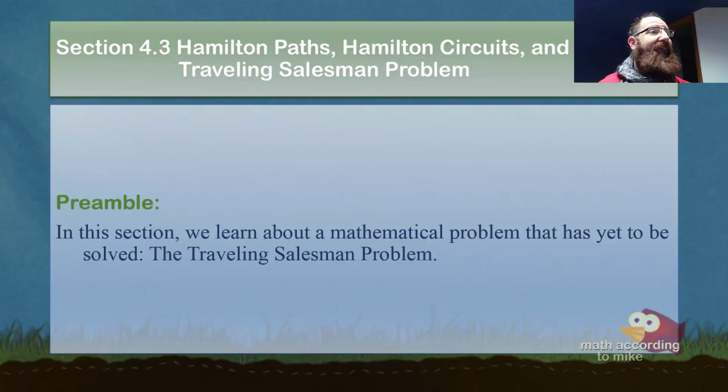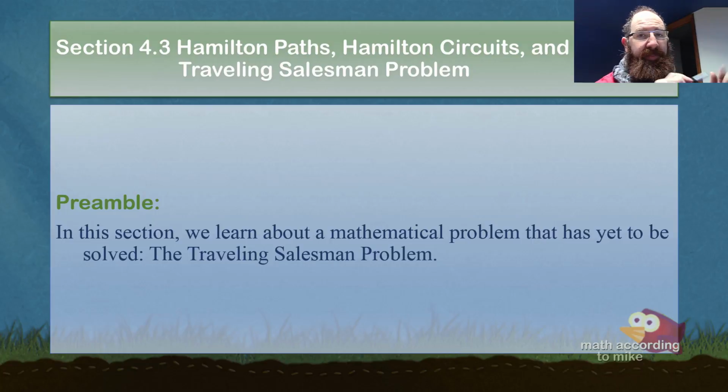Section 4.3, Hamilton paths, Hamilton circuits, and the traveling salesman problem. Okay, so this is the big one in terms of why we're even doing this. Now, the traveling salesman problem gets formally defined later on. We are doing it on the very small scale.